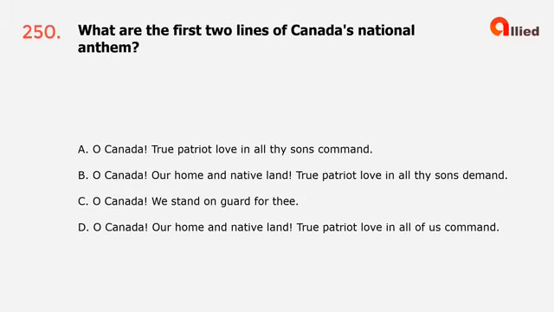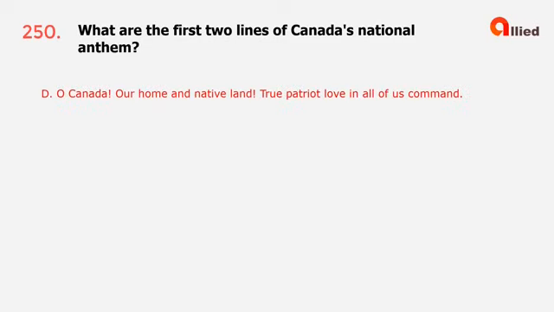Question 250. What are the first two lines of Canada's national anthem? A. O Canada, true patriot love in all thy sons command. B. O Canada, our home and native land, true patriot love in all thy sons demand. C. O Canada, we stand on guard for thee. D. O Canada, our home and native land, true patriot love in all of us command. The answer is D. O Canada, our home and native land, true patriot love in all of us command.